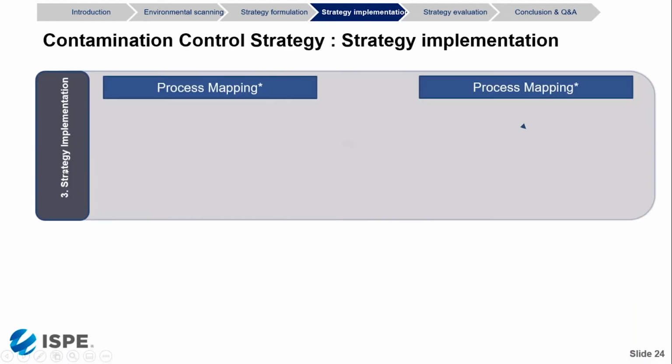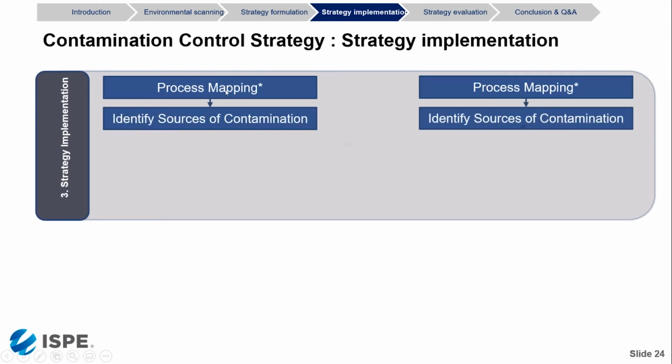So number 1 was environmental scanning. Number 2 was strategy formulation. Number 3 is implement the strategy. Okay. And the goal here is, like I said, the first thing of implementing is either design the process if it is a new process, or map the process if it is an existing process, and then identify the source of contamination for every step. It's a huge work.